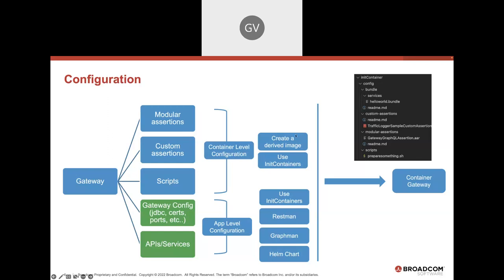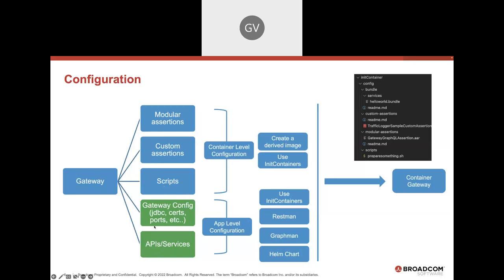So previously, before we had this level of support for init containers, we required that you create a derived image of the container gateway. And while that's still an approach that you can take, it means that you have to target the gateway at a specific version, and you have to maintain that throughout gateway upgrades and so on. Whereas using an init container, you maintain the init container, and all you're doing is pointing at a different gateway base image, which allows you to upgrade a lot more seamlessly than if you were to maintain your own gateway base image. So we'll go through folders of modular assertions, custom assertions, and those scripts, and I'll show you where all of that fits into the init container.